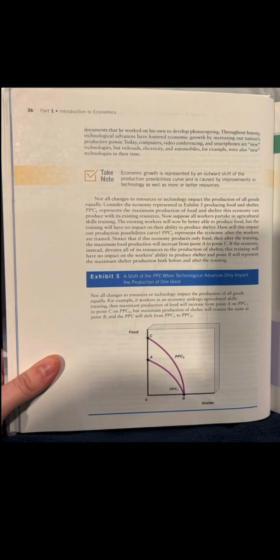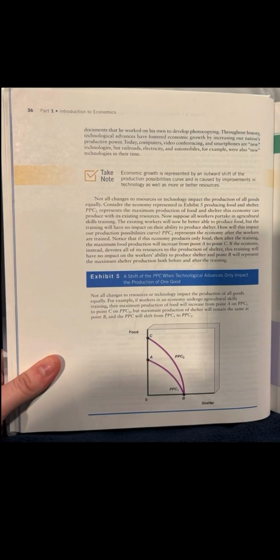Not all changes to resources or technology impact the production of all goods equally. Consider the economy represented in Exhibit 5, producing food and shelter. PPC 1 represents the maximum production of food and shelter this economy can produce with its existing resources. Now suppose all workers partake in agricultural skills training. The existing workers are now better able to produce food, but the training has no impact on their ability to produce shelter. How will this impact our production possibilities curve?